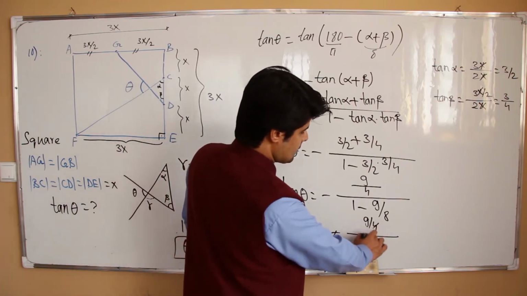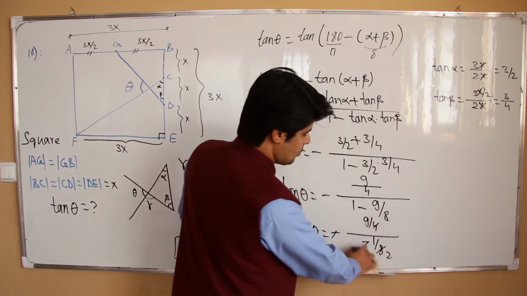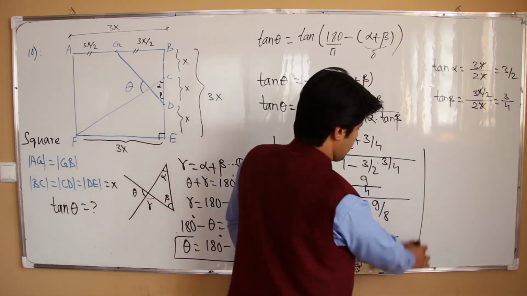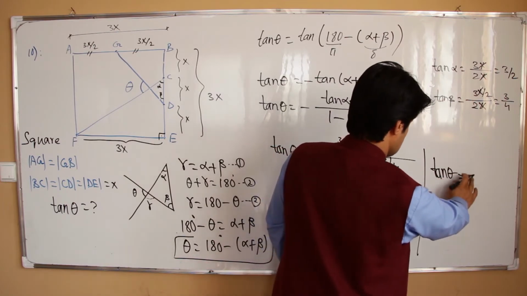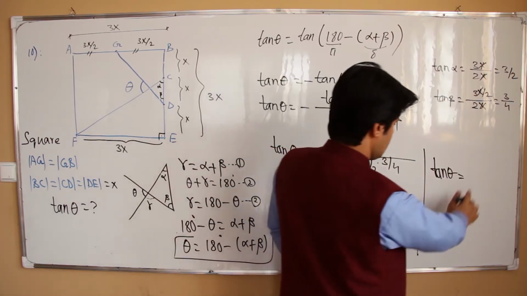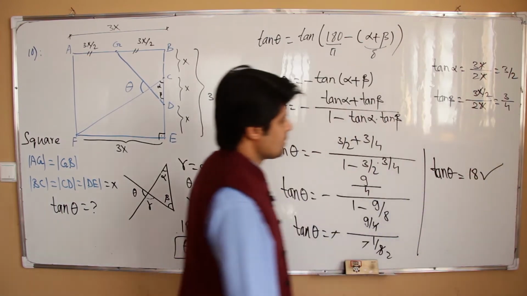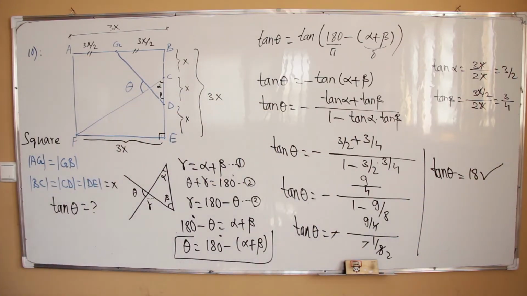Now you have a cancellation here, 4, this 2 comes to the numerator, so you will have tangent theta is 2 times 9, it is 18. This is our answer. Write it please.